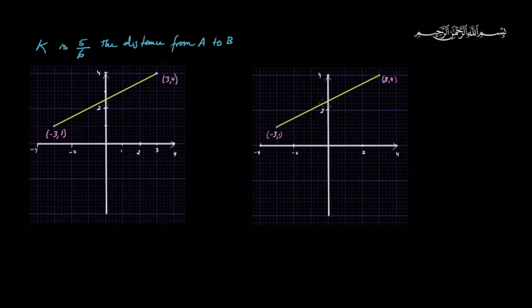Here's your question. Same problem, same coordinates, but here we're trying to find point K. K is 5/6 the distance from A to B. That means if you divide this whole thing into 6 parts, it's 5 parts away. So that's going to be somewhere over here. Let's just label that point K.